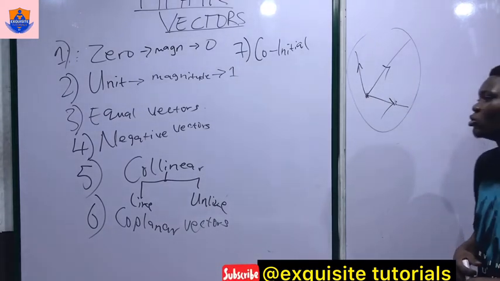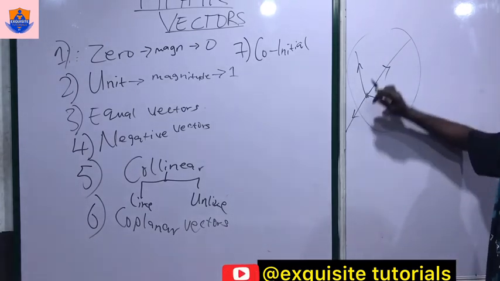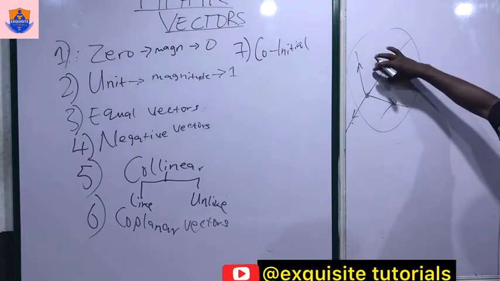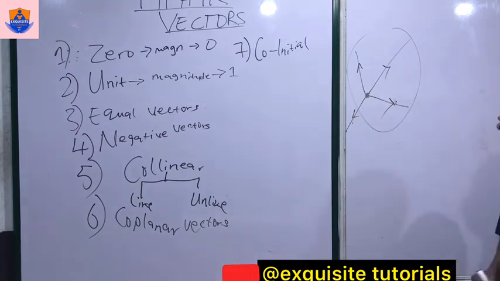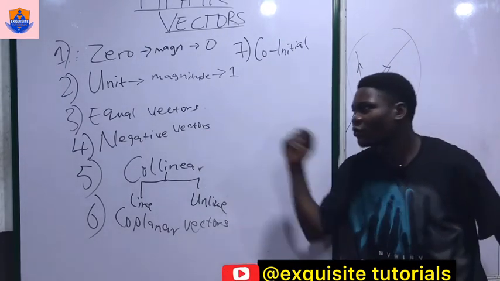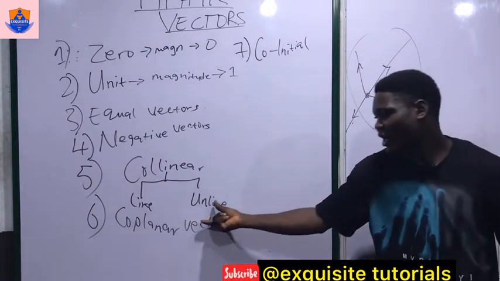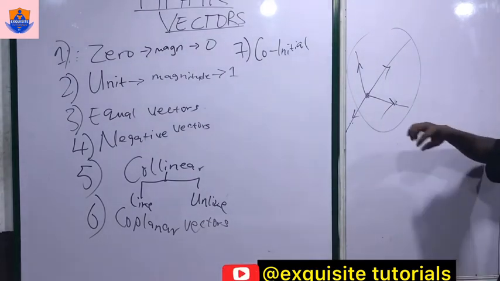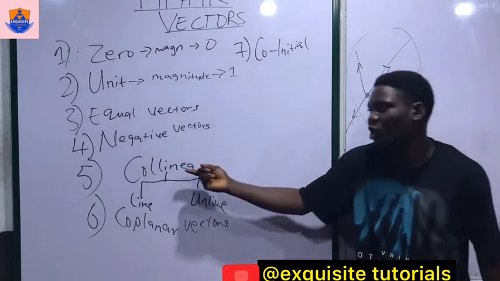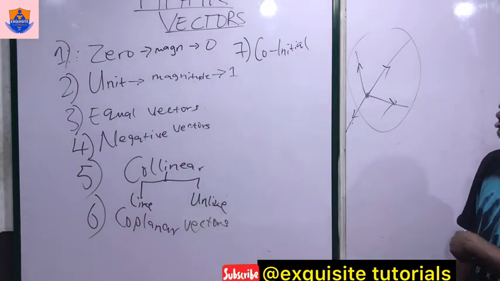It is possible that this could come in an opposite direction. And when this is coming towards an opposite direction, it can also have the same magnitude as this. So it means that there are some co-initial vectors that are actually negative vectors. There are some co-initial vectors that are actually unlike vectors. Anything that makes them unlike vectors means that they are collinear. So you can see how these vectors are related to each other.